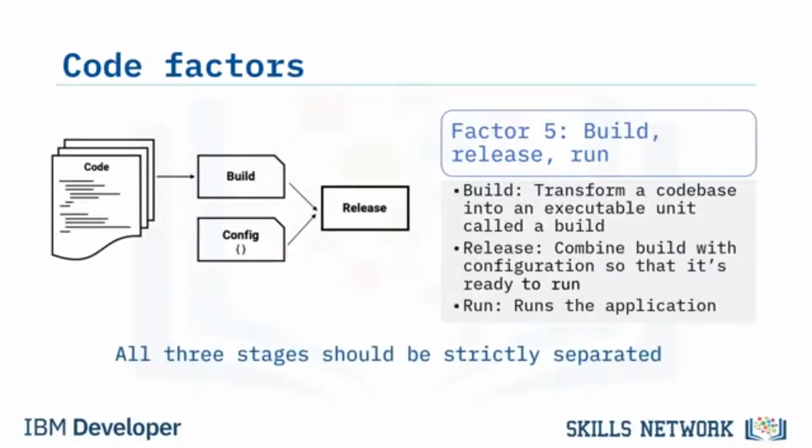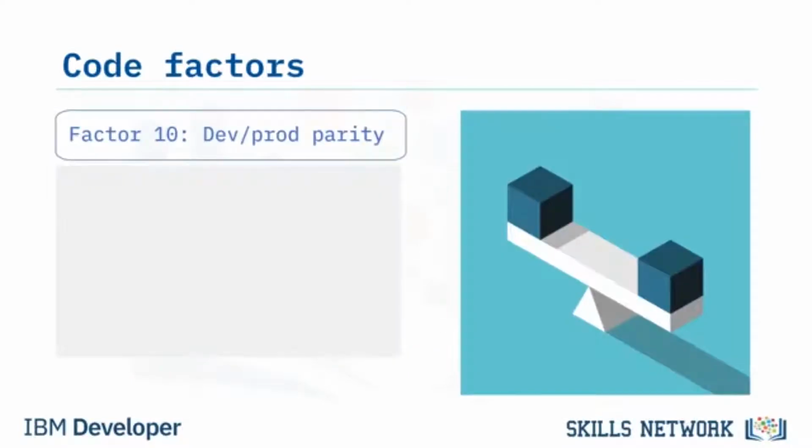These 3 stages should be strictly separated. For example, the code should not be changeable at runtime, as that would prevent those changes from being included in the build stage. Factor 10 is Dev-Prod parity.